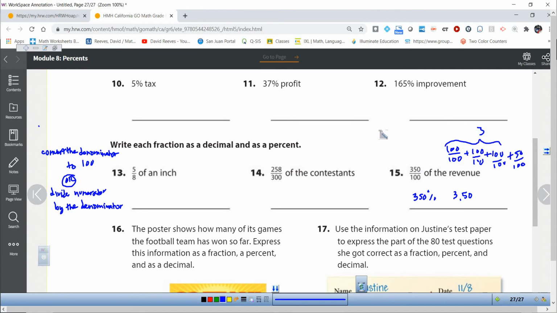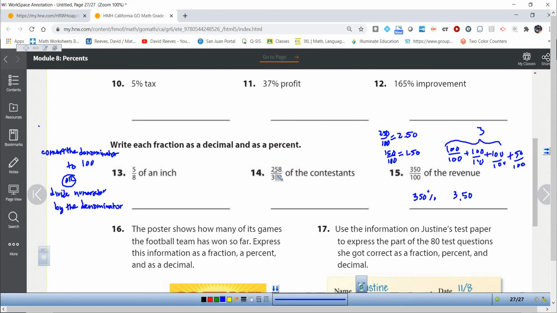So 250 over 100, that would have been 2.5, right? 150 over 100, that would be 1.5. So whatever's greater than 100, that number goes in front of the decimal, and the part that is less than 100, that goes after the decimal. And by the way, the zeros afterwards are optional.